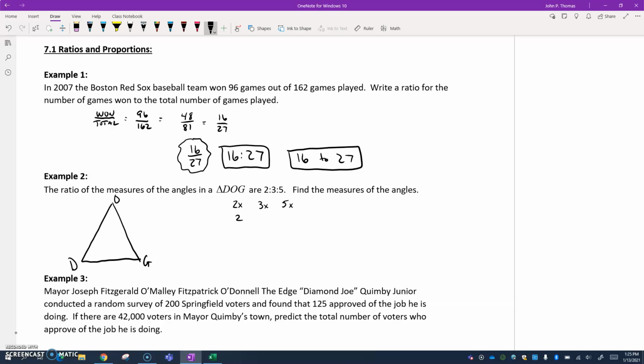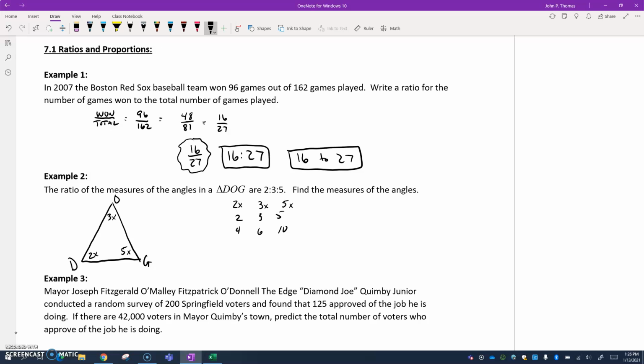So, for example, it could be 2, 3, and 5, which wouldn't work for a triangle, obviously. It could be 4, 6, and 10. But it has to follow that ratio. So you could reduce an x out of each term and still get back to that 2, 3, and 5. So what we're going to do in the picture is we're going to go ahead and put these on. So it's 2x, 3x, and 5x.